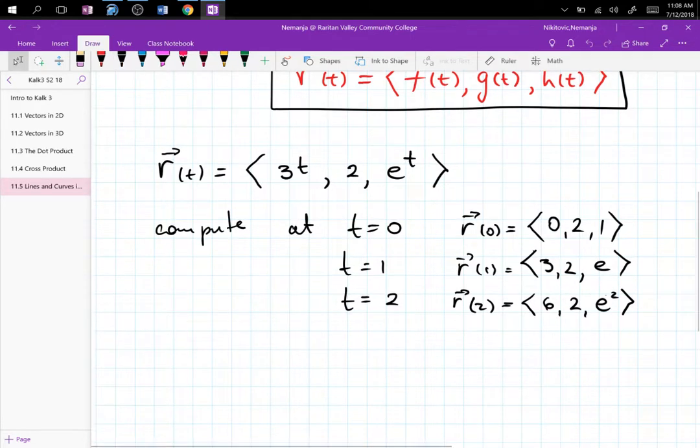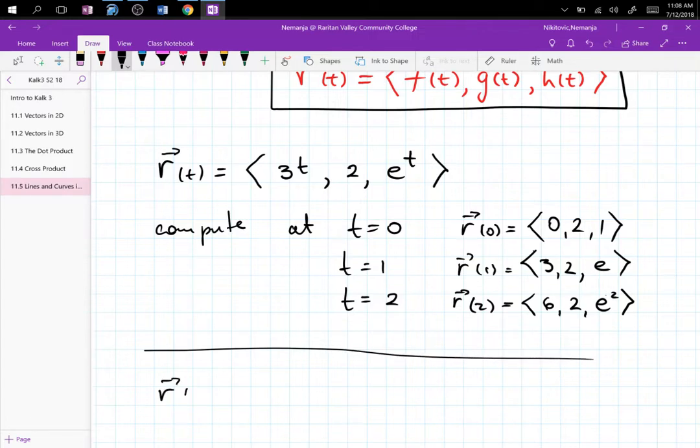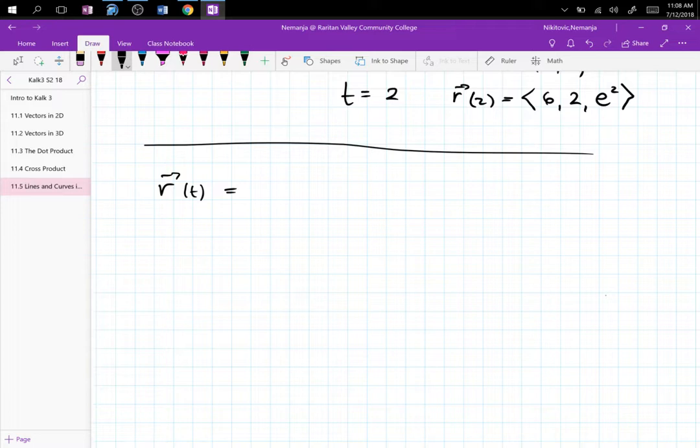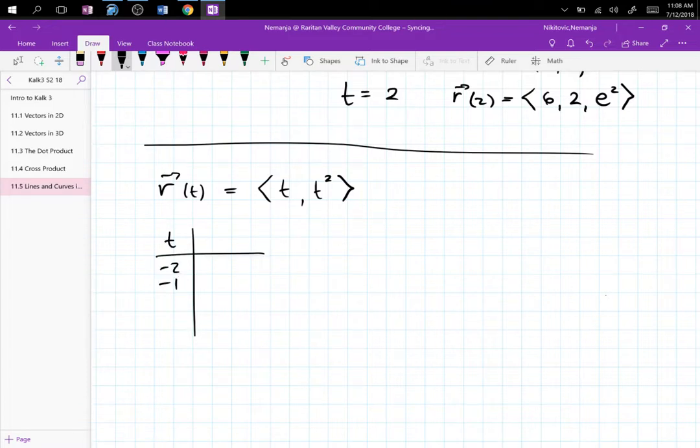So if I say that my vector-valued function of t is given as t, t squared, I can compute the chart of values here, right? For t, let's say -2, -1, 0, 1, and 2. And I can get my xy locations, which I can graph. So for -2, we have -2 and 4. Then we have -1 and 1. Then we have 0, 0, 1, 1, and 2, 4.